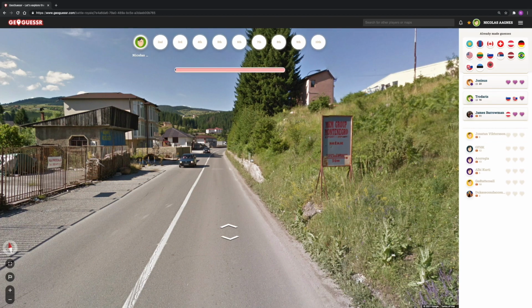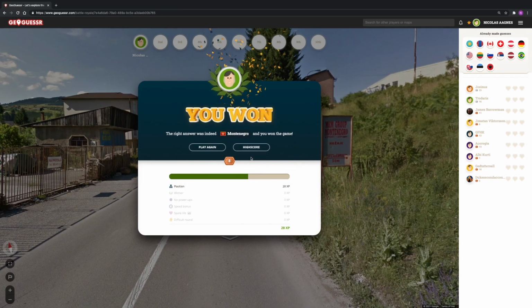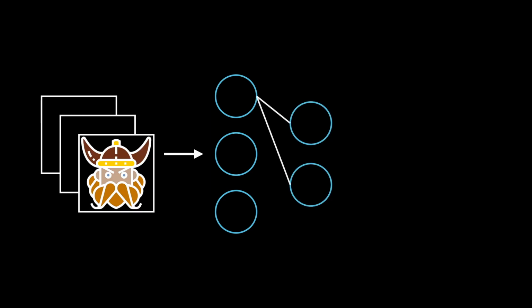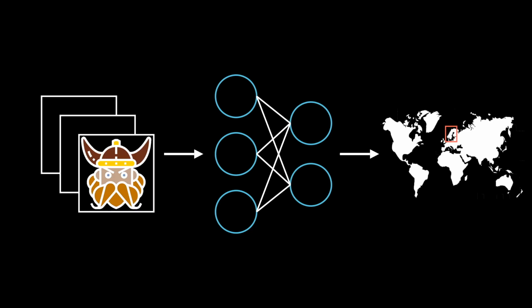Now this made me wonder, wouldn't a bot be able to guess the country based on the landscape and vegetation? Okay, so to make the bot I'll need to download Street View images from the web of different countries, such as this Viking image from Norway, and then feed it into the neural network such that it is able to predict where the image is from.